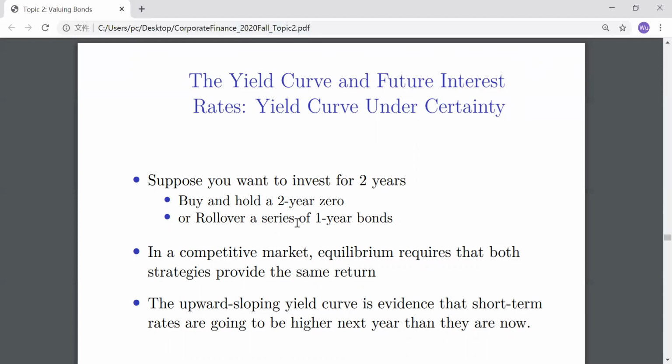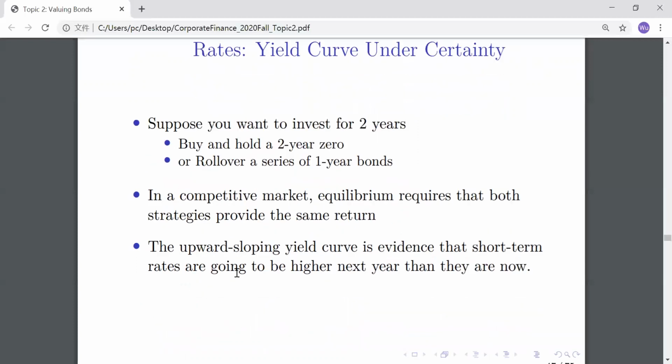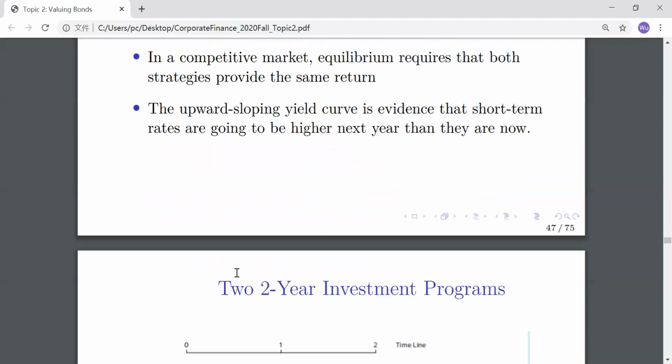First of all, we're going to conclude that the upward sloping yield curve is the evidence that the short-term rates are going to be higher next year than they are now. This is the evidence we're going to explain to you.